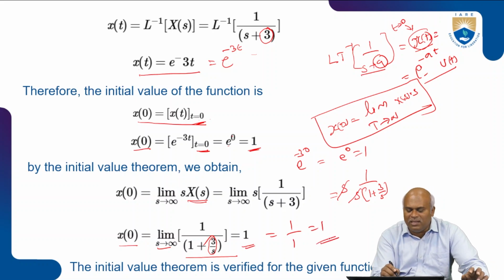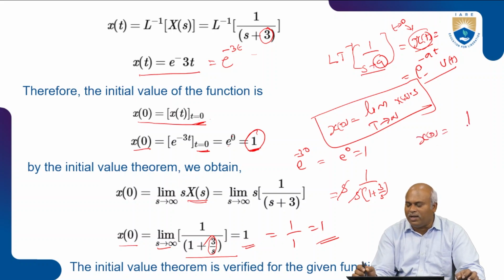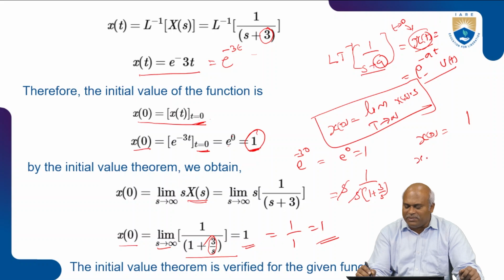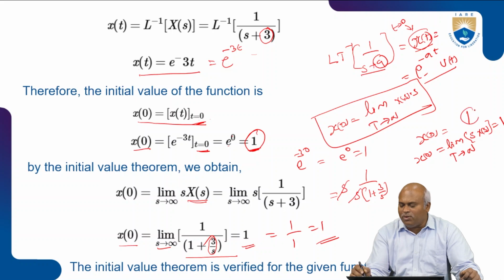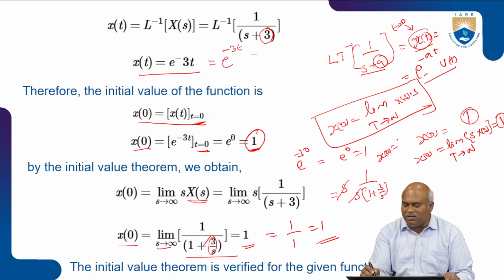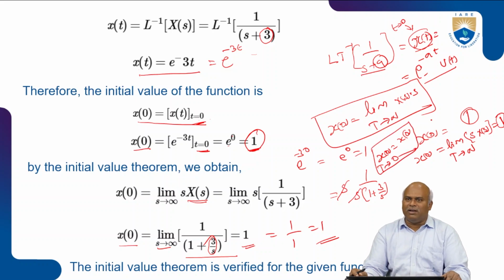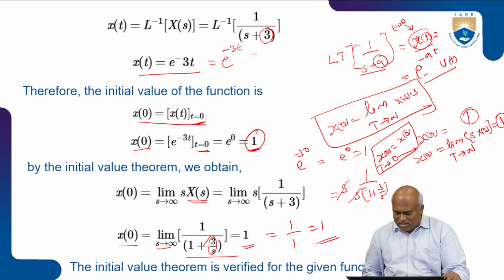Now x of 0 is equal to 1. At the same time, the limit as s tends to infinity of s x of s is also 1. Now both the values are 1, that is x of 0 equals x of 0, which is the t tends to 0 condition. Now the theorem is proved, as both values are equal. This is the initial value theorem numerical example.